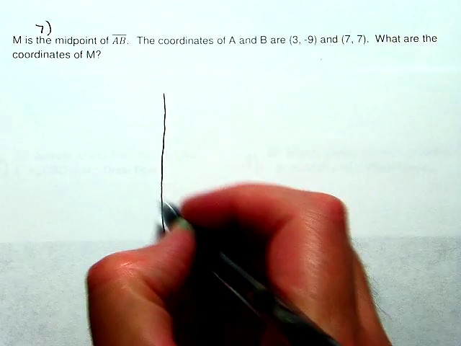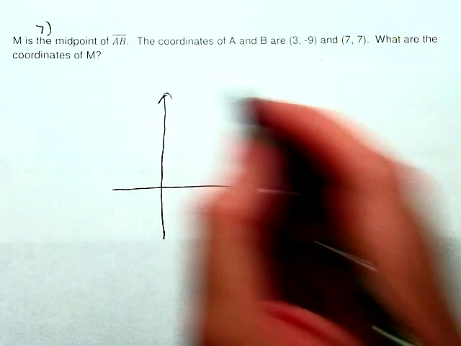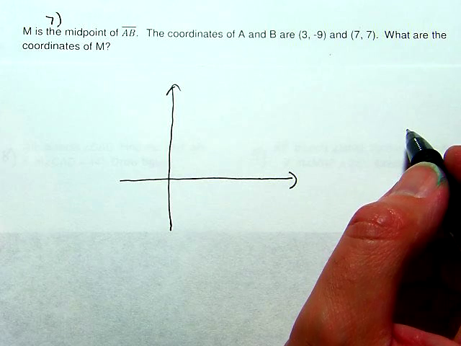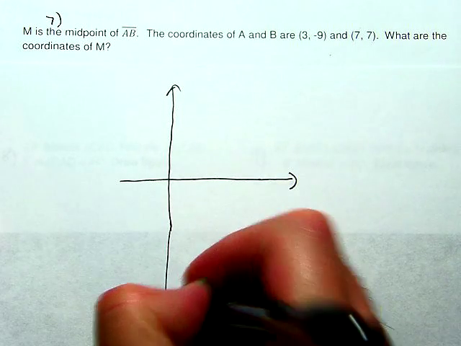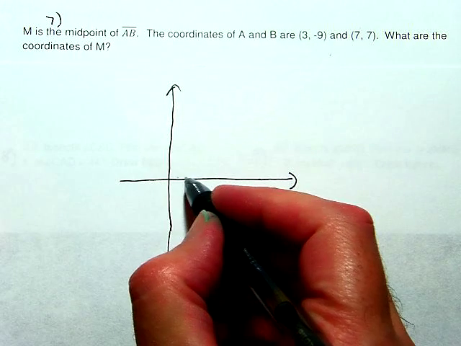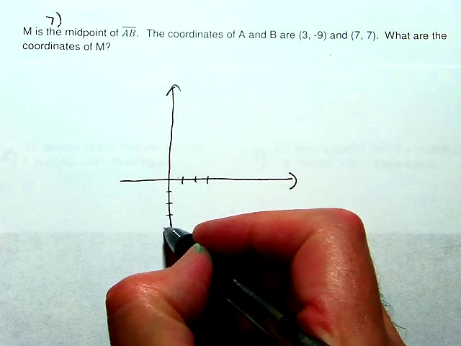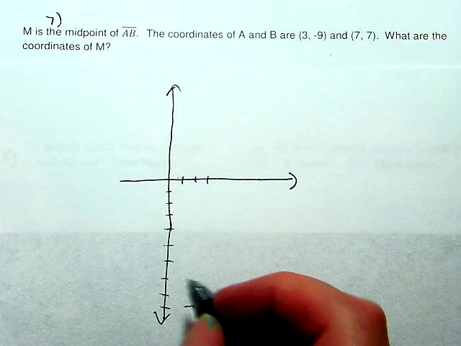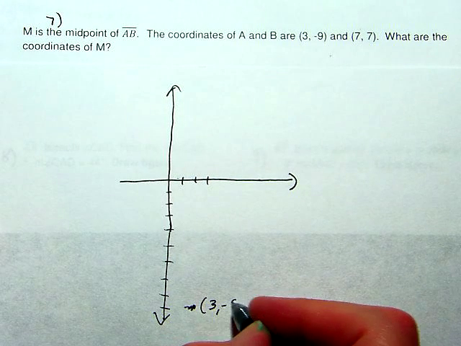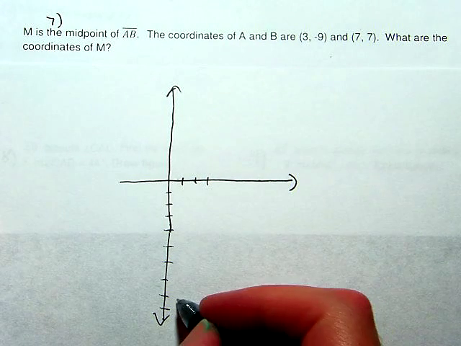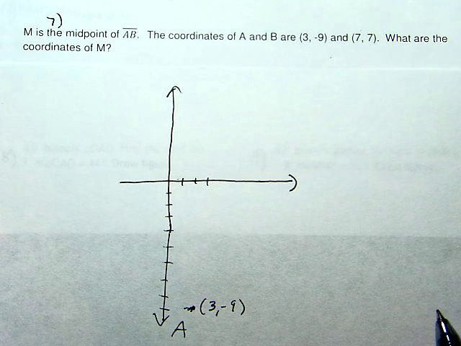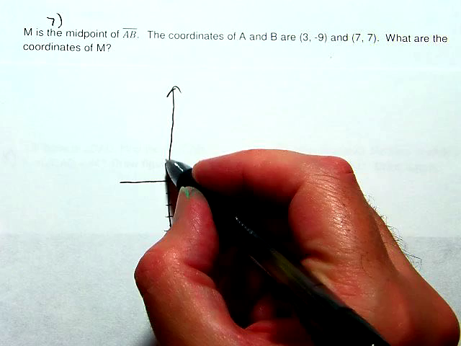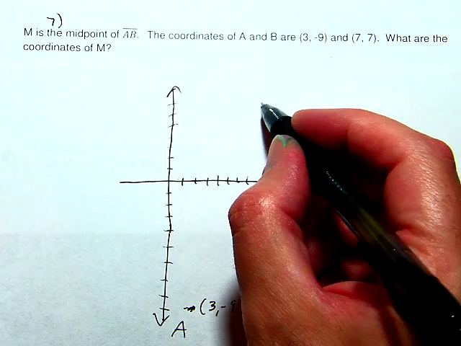So I just moved to a different part of my paper, and now I know I've got to plot 2 points on an XY plane. Let me do this approximately. A is positive 3 and negative 9. 1, 2, 3, 4, 5, 6, 7, 8, 9. So let me put it about over there. 3 comma negative 9, that would be A. And B is 7 comma 7. So 1, 2, 3, 4, 5, 6, 7. 1, 2, 3, 4, 5, 6, 7. Like this.